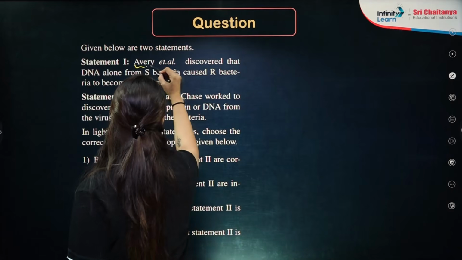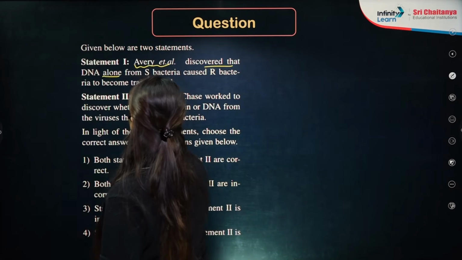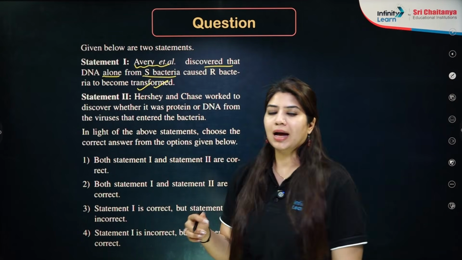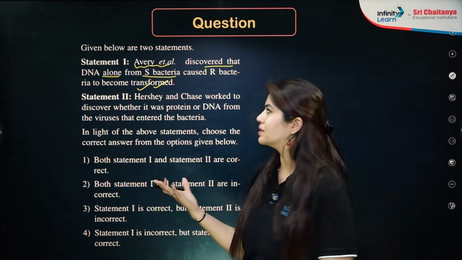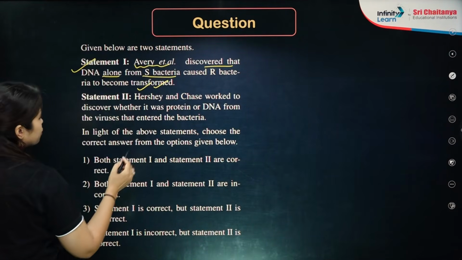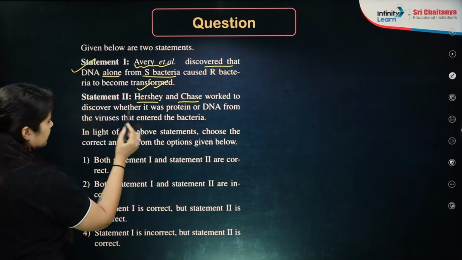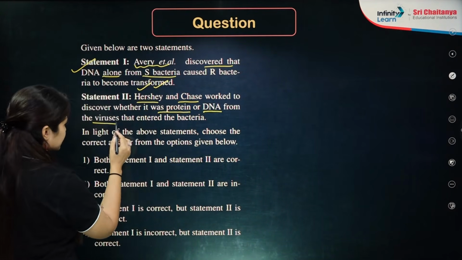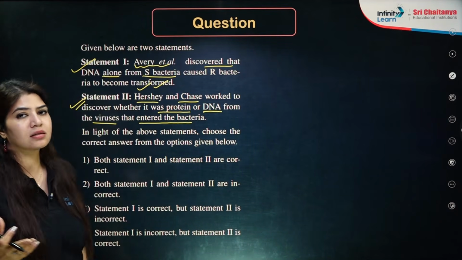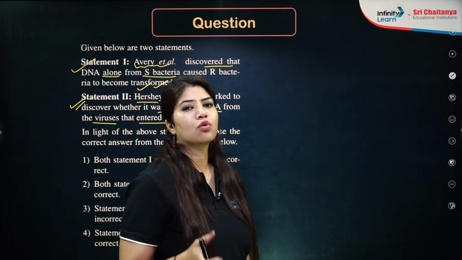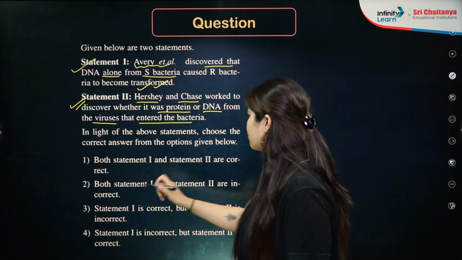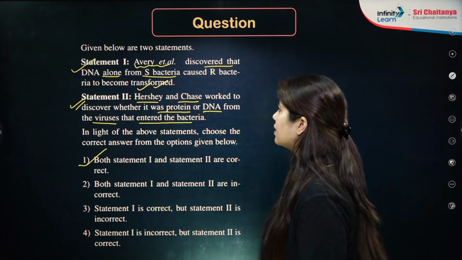Next question, we do have 2 statements here. Number 1 says, Avery et al. discovered that DNA alone from S bacteria caused R bacteria to become transformed. So Avery, MacLeod and McCarthy, these were the 3 scientists who gave this biochemical characterization. Perfectly correct statement. Number 2, Hershey and Chase worked to discover whether it was protein or DNA from the viruses that entered the bacteria. So Hershey and Chase did the experiment on bacteriophage, and the unequivocal, final proof that DNA is the genetic material was given by them. Both the statements are perfectly correct, so answer has to be option number 1.